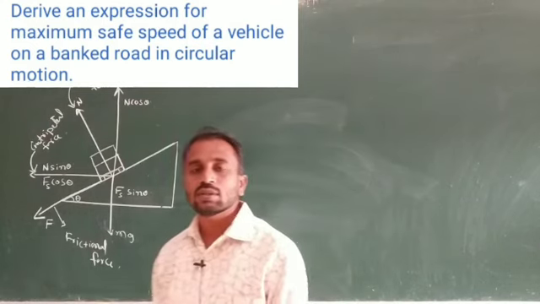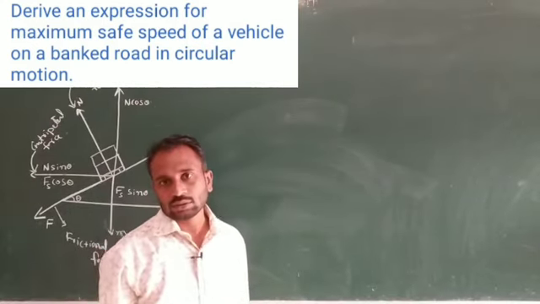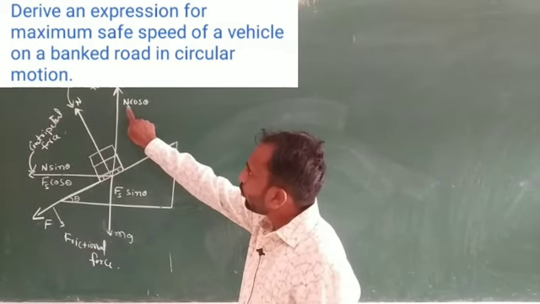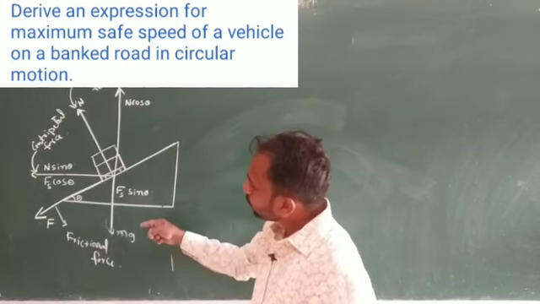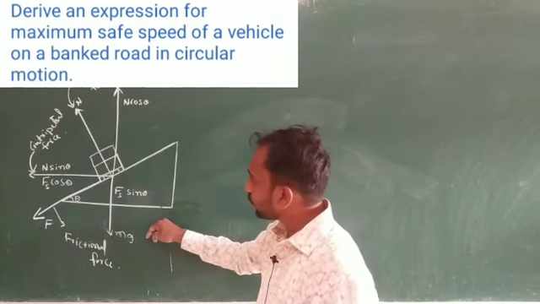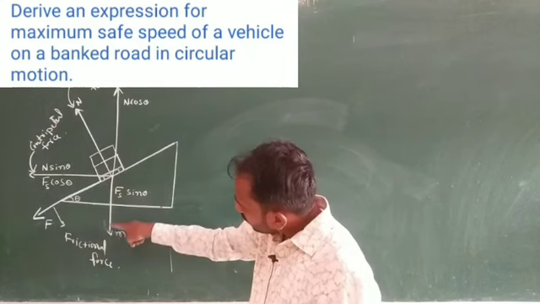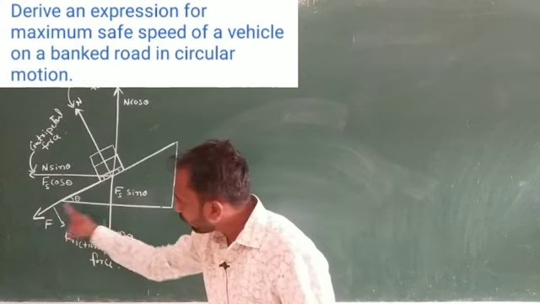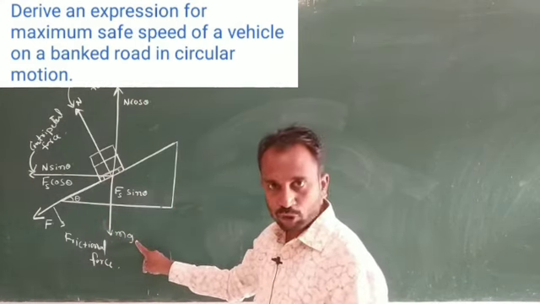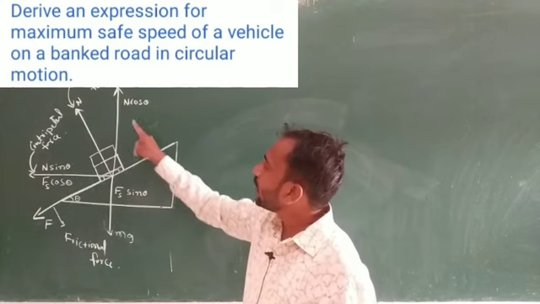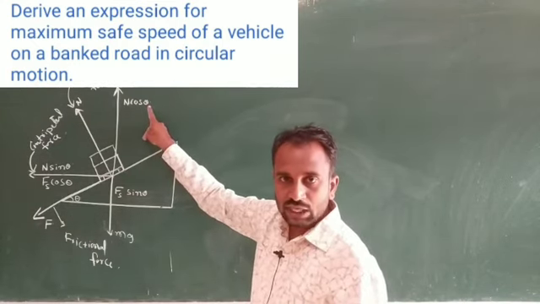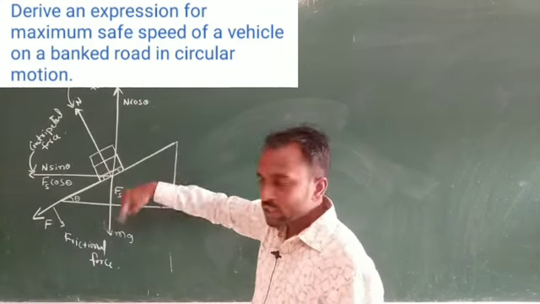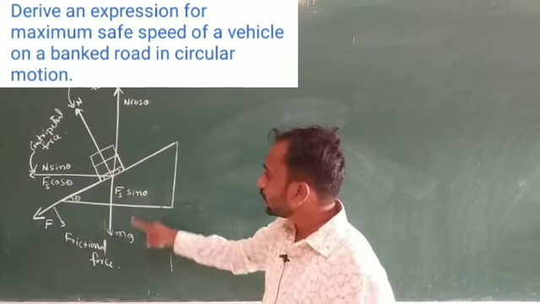The component of the normal reaction is balanced by these two forces. Why? Because on this side there are two forces: one is Fs sin theta, and the other is the weight of the body. These two forces are balanced by n cos theta, and they are in opposite directions. So n cos theta is balanced by these two forces.